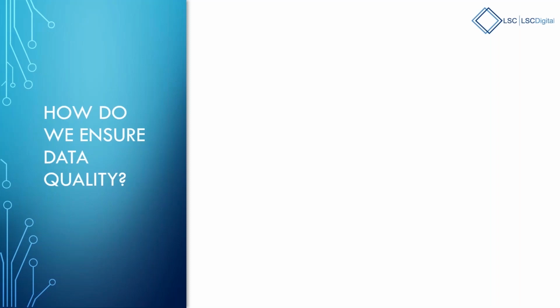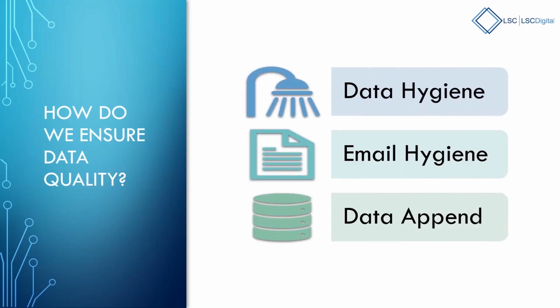So how do we ensure data quality? We do that through a couple different ways. First, data hygiene, keeping records clean, formatted, deduped, and up to date. Email hygiene, used to increase email deliverability. And data appends, which allows us to add data to a record for targeting and analysis purposes.